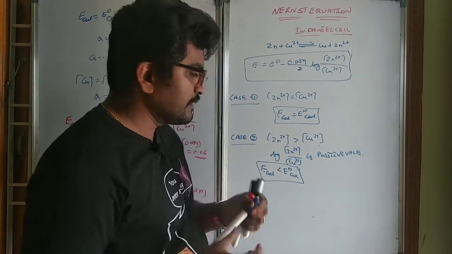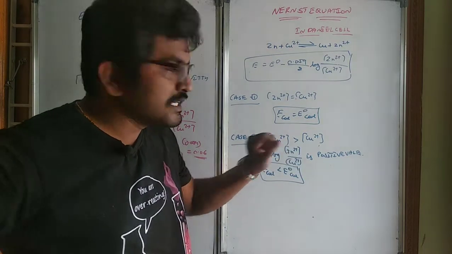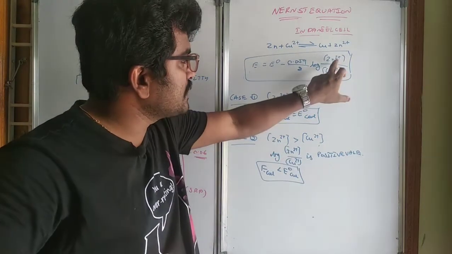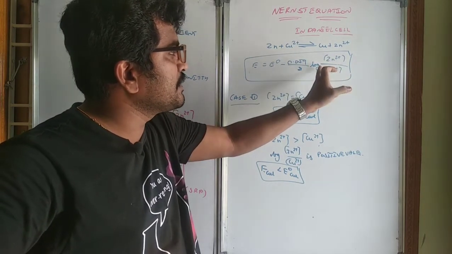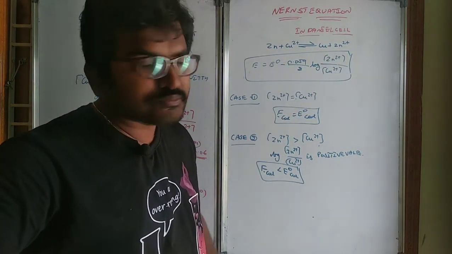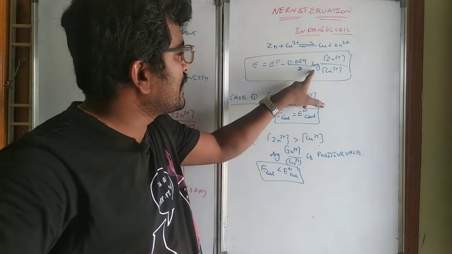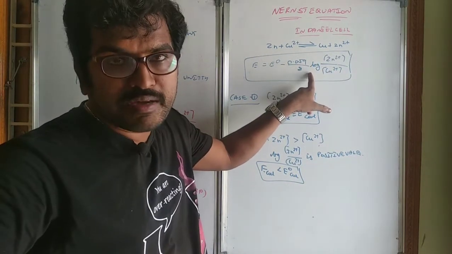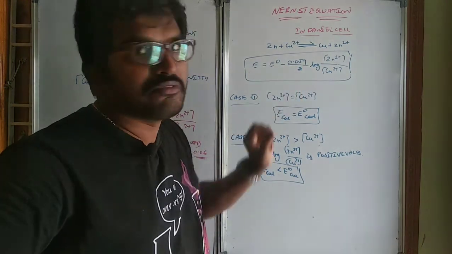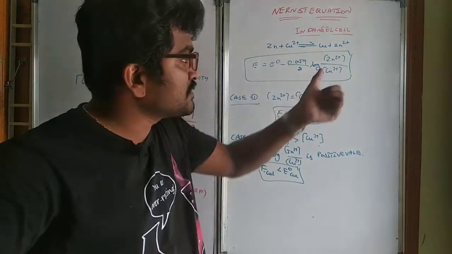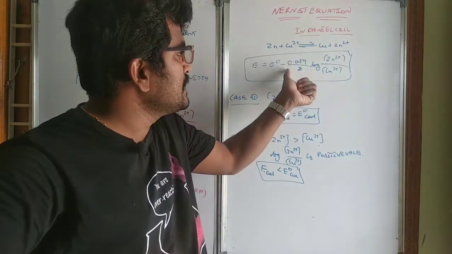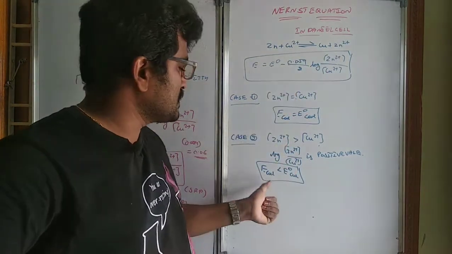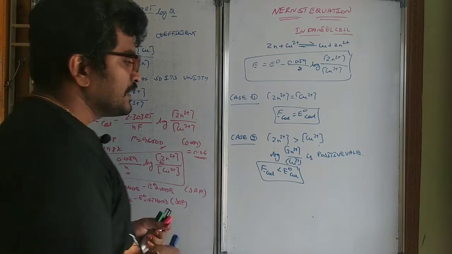Listen carefully. When zinc concentration is greater than copper concentration, zinc is more and copper is less, so the log value will be positive. Since this will become the positive value, the value total will be subtracted from the E naught cell. So that's why E cell is less than E naught cell.